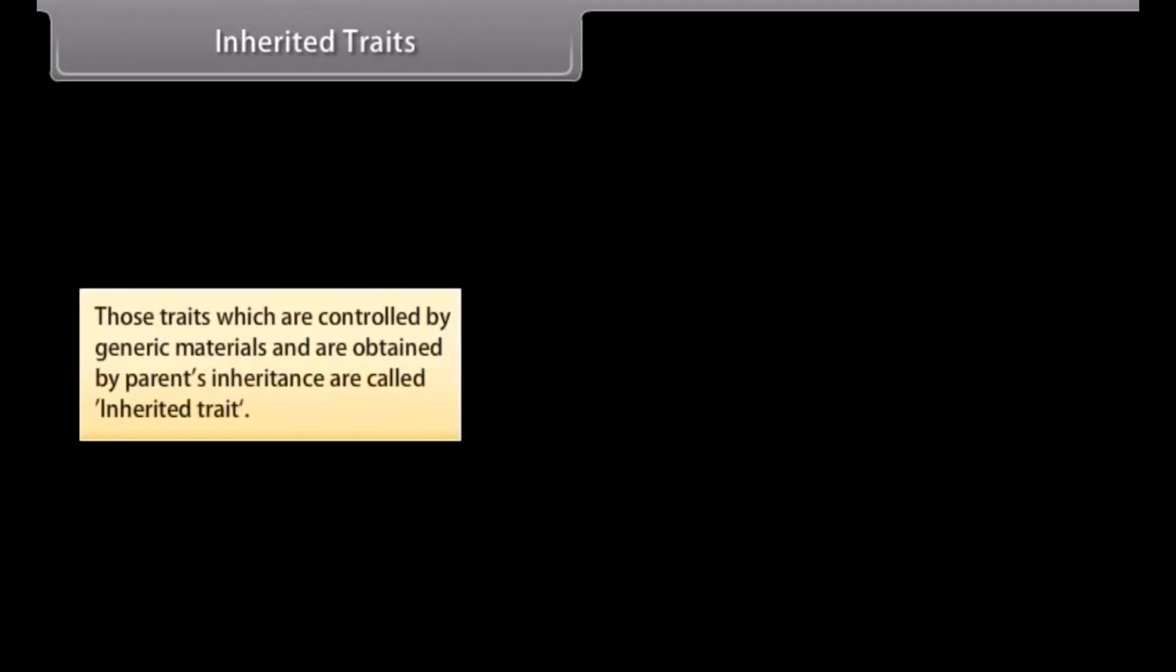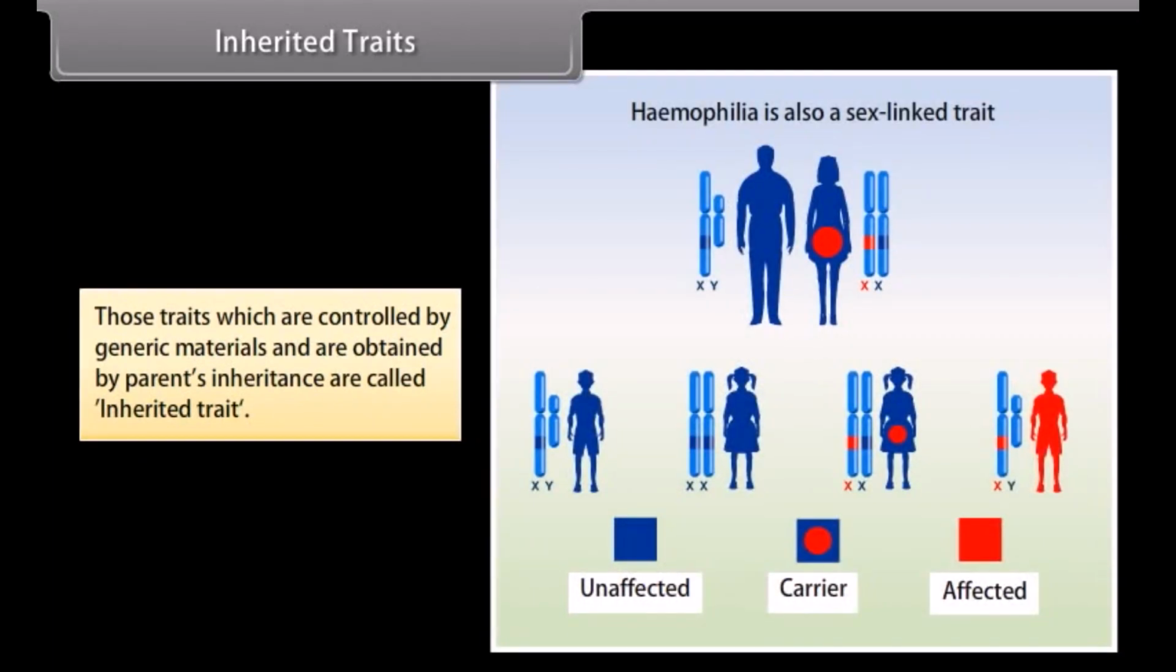Inherited traits. Those traits which are controlled by genetic materials and are obtained by parents' inheritance are called inherited traits.